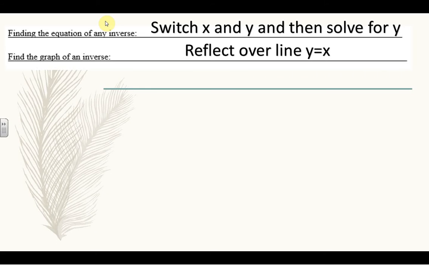All right. Finding inverses: switch x and y. This is reflecting over the line y equals x. You did this last year in geometry. We're reflecting. We're switching y and x.